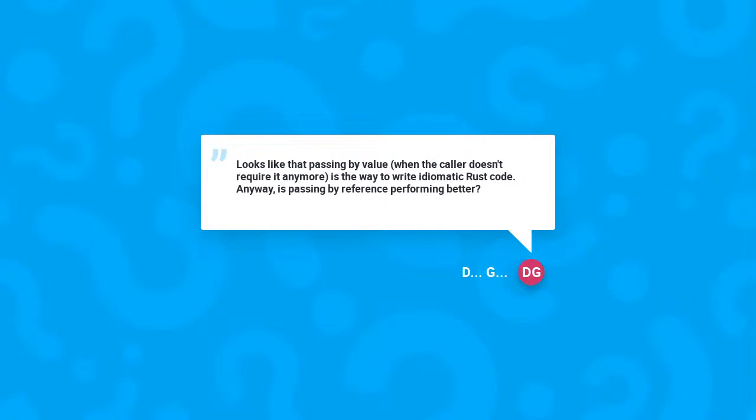Looks like passing by value, when the caller doesn't require it anymore, is the way to write idiomatic Rust code. Anyway, is passing by reference performing better? That's a good question. I'd say it depends on the scenario. I actually don't know off the top of my head whether there's a performance gain by passing the reference rather than passing the value itself. Something I'm interested in learning more about. Right, so maybe another challenge for another talk or some blog post.